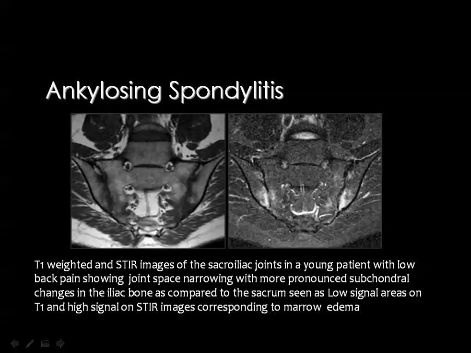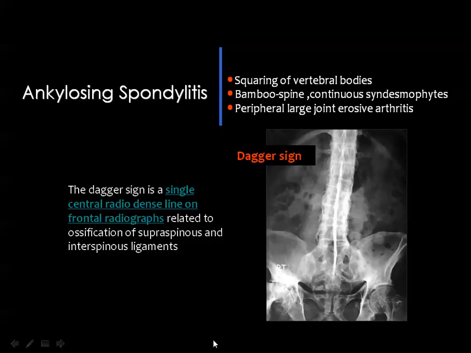Then it's not a good policy to have an MR examination of the sacroiliac joints looking for early manifestations of ankylosing spondylitis, since the diagnosis is usually made by clinical and laboratory findings. But if you want to see these changes, then you will have some bone marrow edema showing low signal in the T1 and high signal in the T2 and the STIR-weighted images.